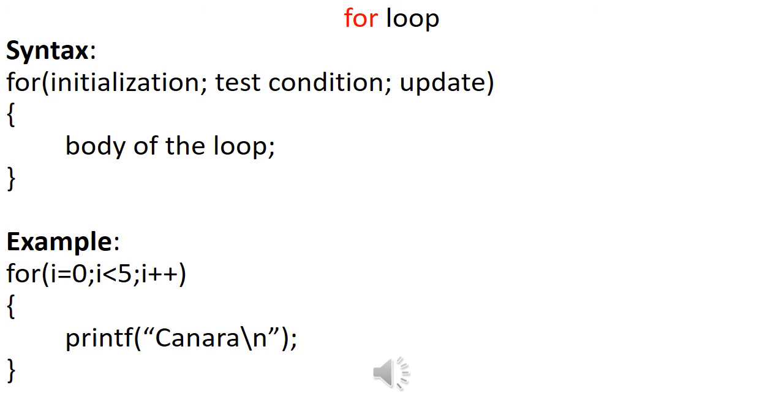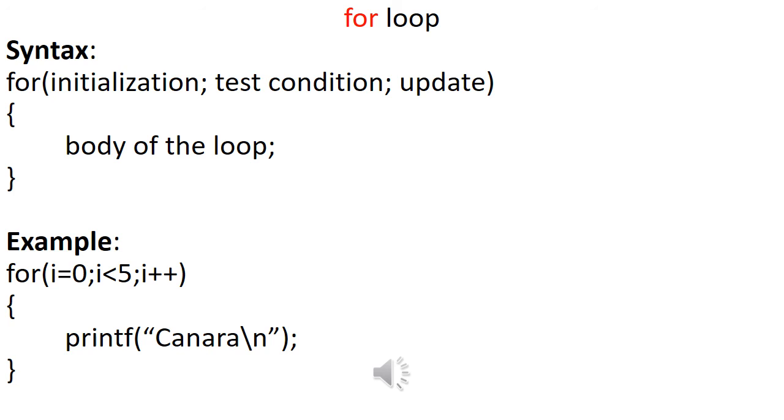Now I equal to 0 is executed, so I is initialized with the value 0. Next it will check the condition. So now 0 is less than 5. So this condition is true, so it will enter the loop and execute the body of the loop, that is printf Canara. So in the output Canara will be displayed once. Next the control will go to the update statement, that is I++. That is the post increment I have given. So now I will be incremented by 1. So now I becomes 1.